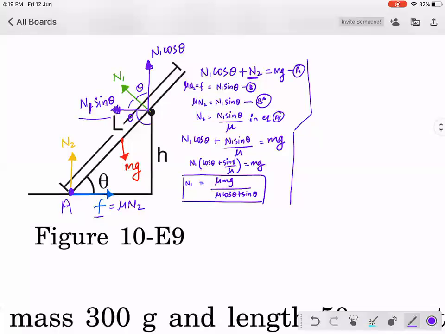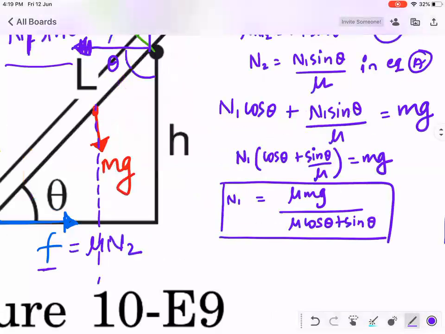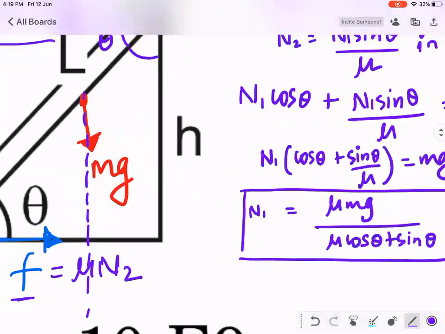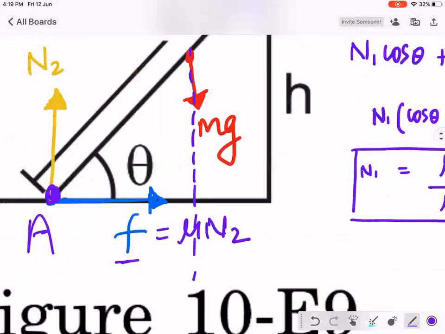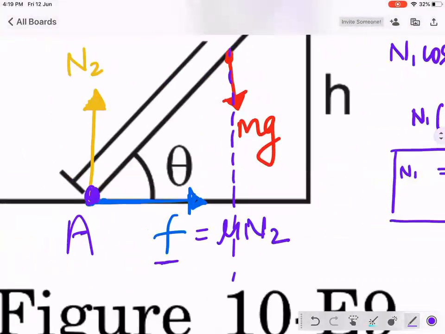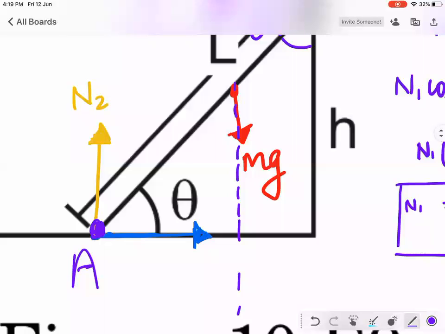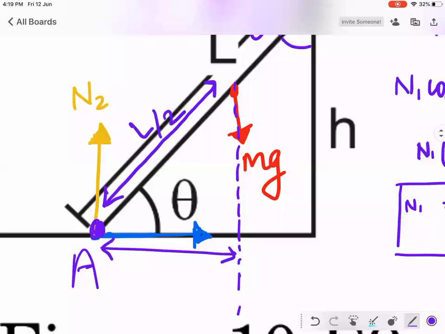Torque due to mg will be mg into this distance. This is mg, this is the line of action of mg. So we need this distance. This distance is L by 2, because mg will act at the center. If this is L by 2, this distance is L by 2 cos theta.